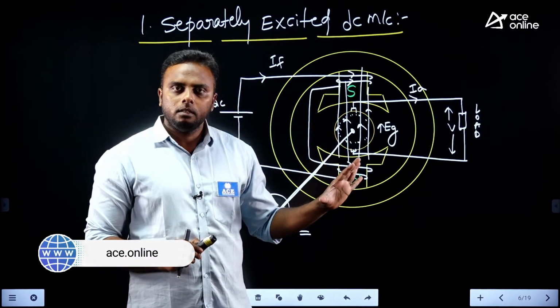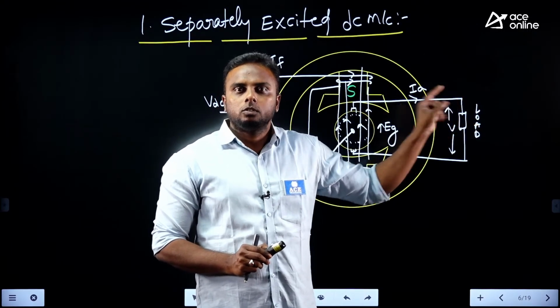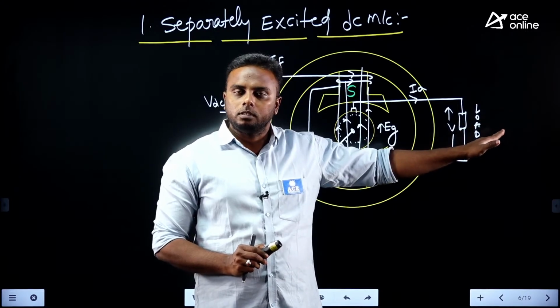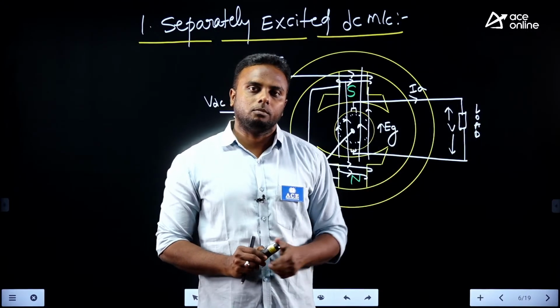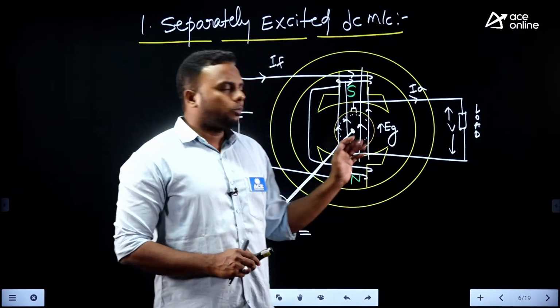So finally, the effect is EMF. The cause for this is supply voltage. So this EMF, according to Lenz's law, should oppose the cause, that is supply voltage. That's why we name that EMF as back EMF. It is in opposition to supply voltage always. So that is very important in motors.